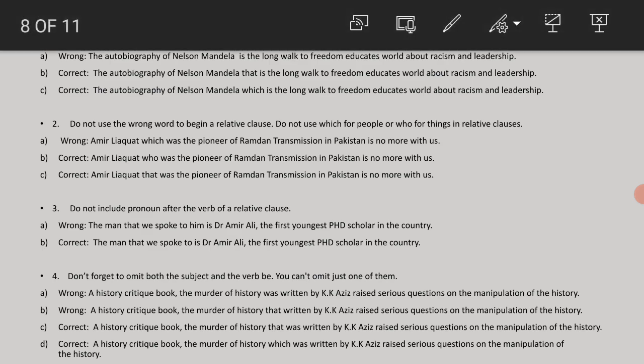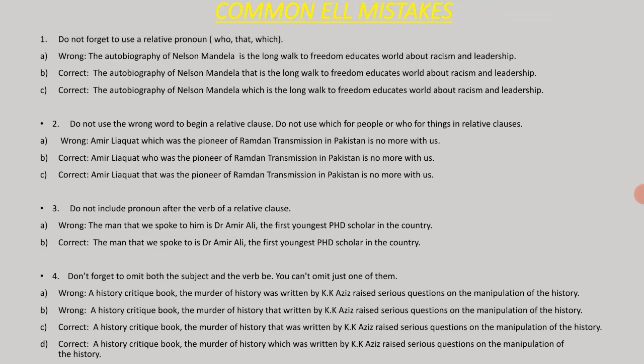So now we are going to look at the common ELL mistakes that students make, and that you people are not supposed to make, because that's why we are studying. What they do, they forget to use relative pronoun. Here we have an example.